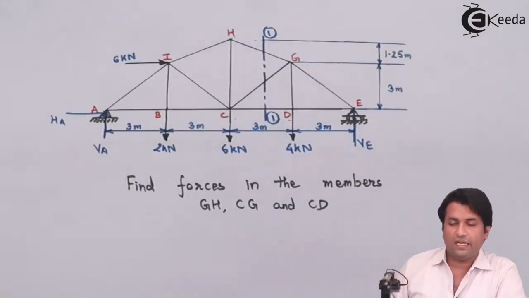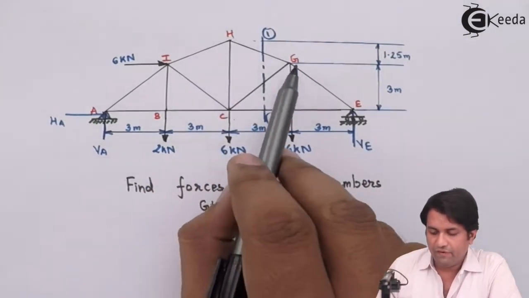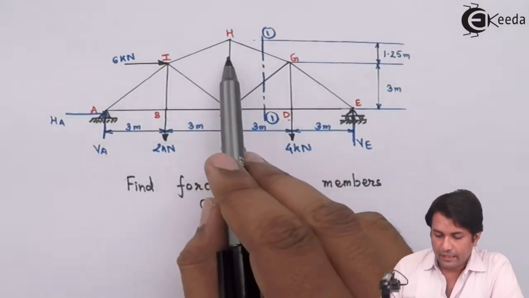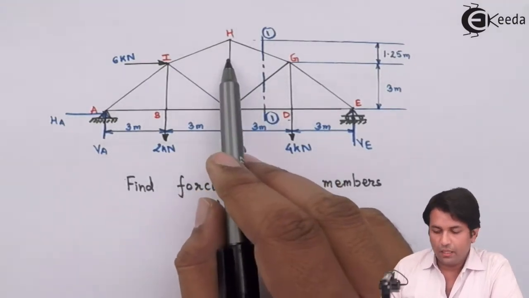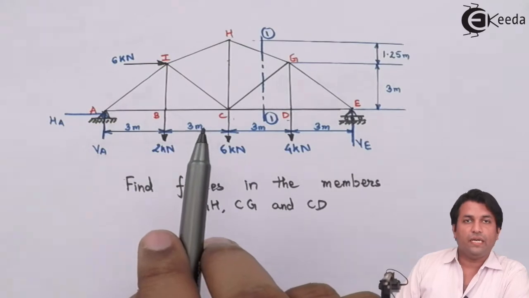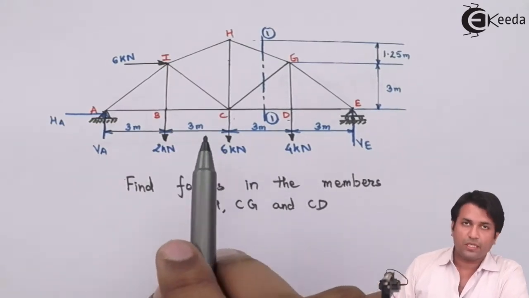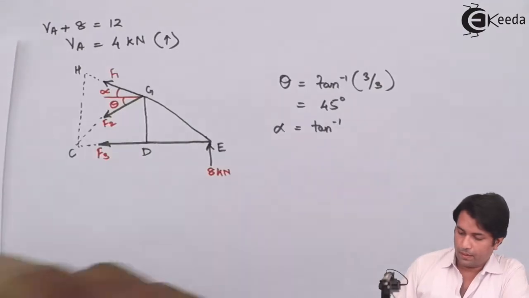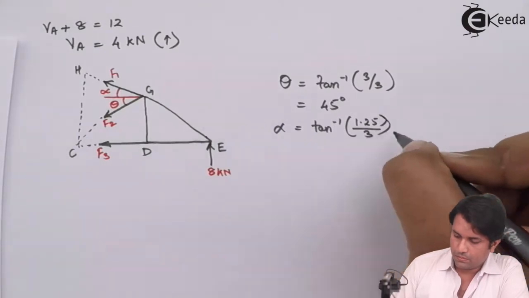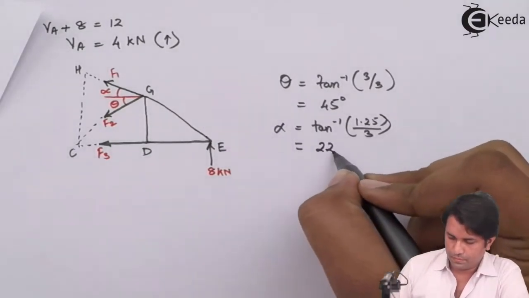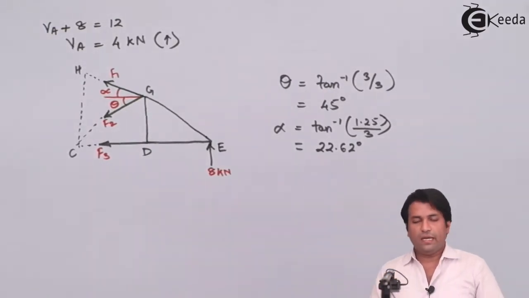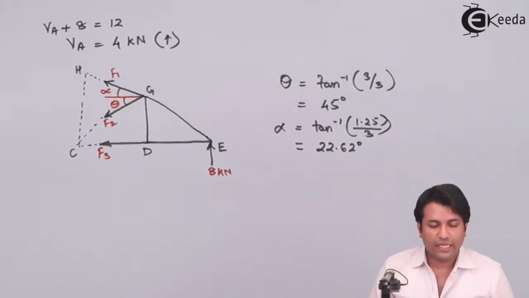Now to find the angle alpha, that is the angle of HG with respect to the horizontal, I know this height happens to be 1.25 meters. I know this length is 3 meters. So again I can use the tan ratio, which is nothing but opposite side upon adjacent side. The angle that I have got for alpha happens to be 22.62 degrees.